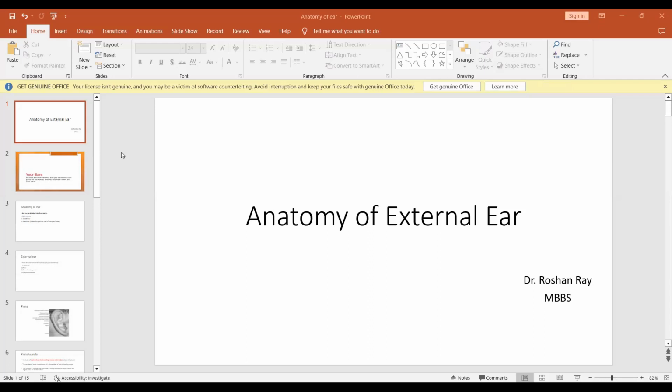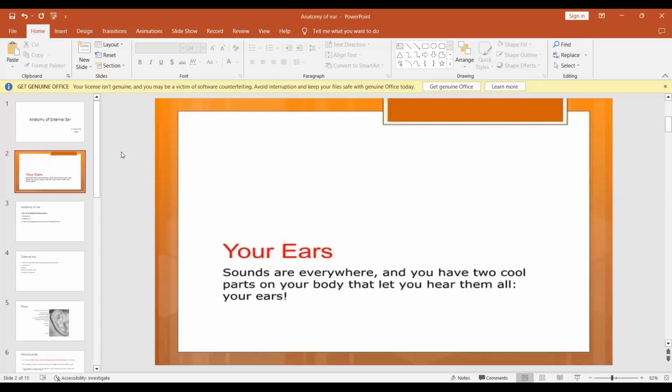Before starting the lecture, there is one important line that is said about the ear. Sounds are everywhere, and you have two cool parts on your body that let you hear them all. So, which part of our body lets us hear all the sound waves that are present in the environment? That is the ears. Ears help us to hear the sound waves that are present in the environment.